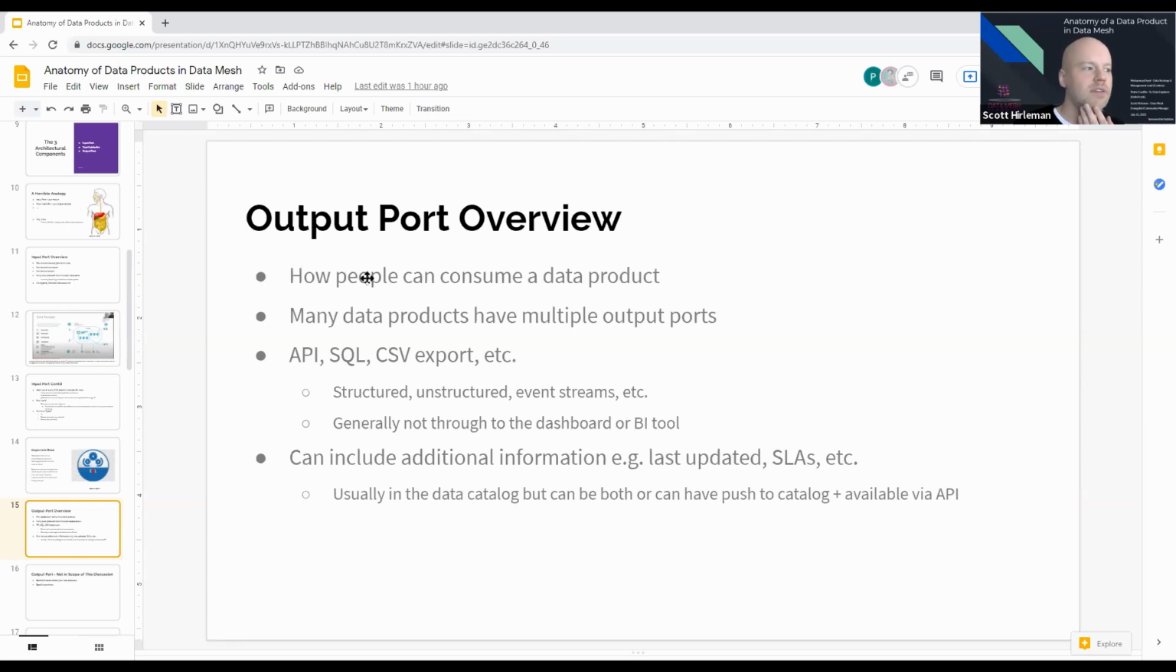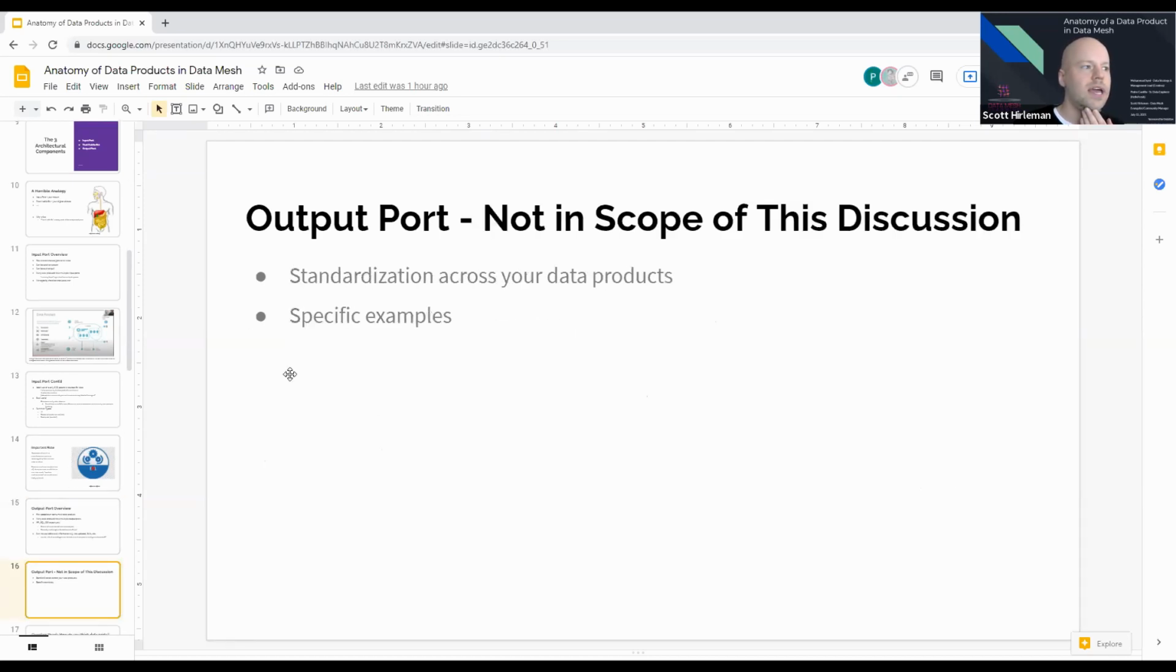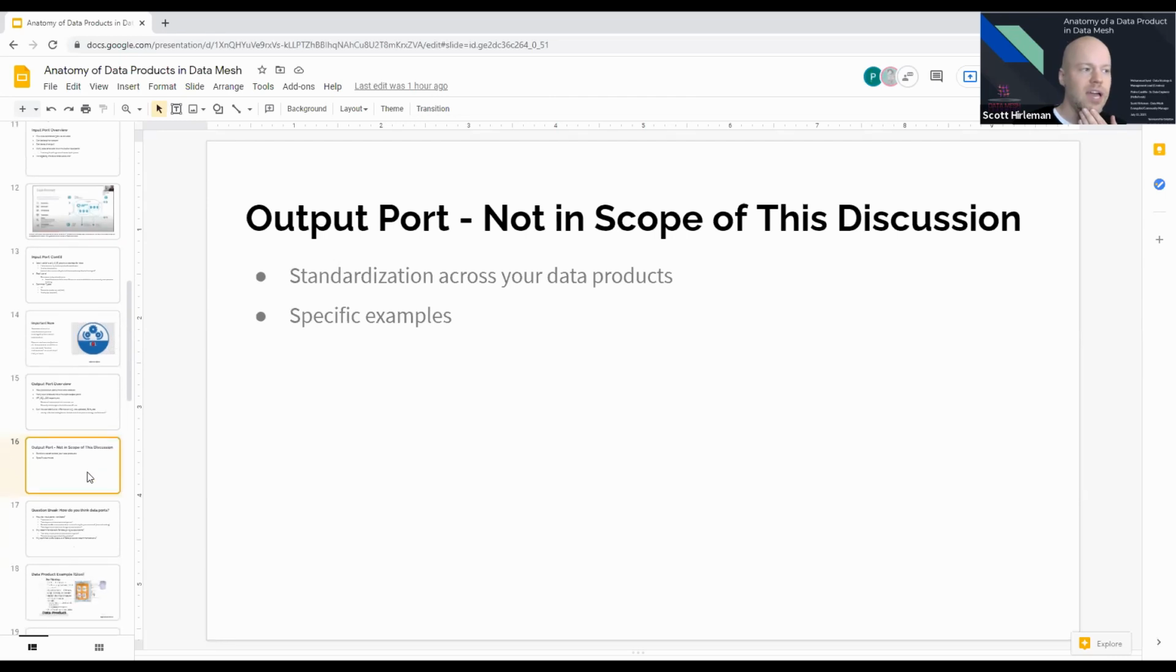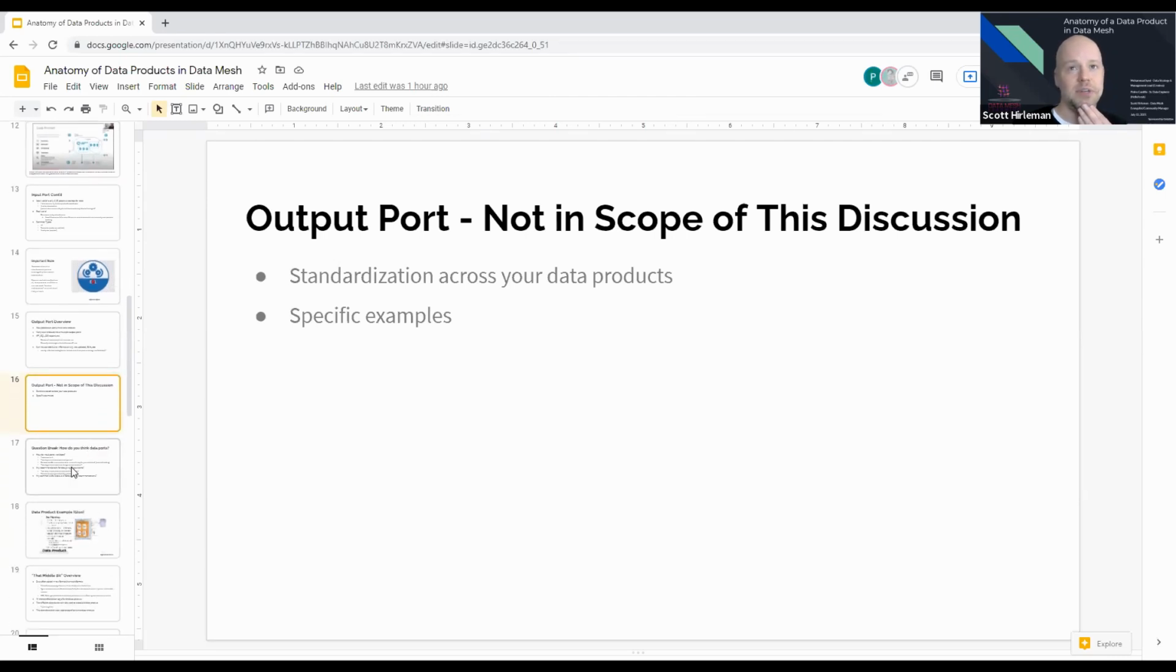I think we're going to head into a question break here. What is not in the scope of this discussion is that for a lot of data products, there's a standardization across your data products for your output ports, so that people don't have to learn how to deal with every single data product in and of itself. Not really in the scope of this discussion. That gets kind of crazy. We're not going to go into super specific examples unless either of you two have that. I don't have anything in the slides to go into a specific example.